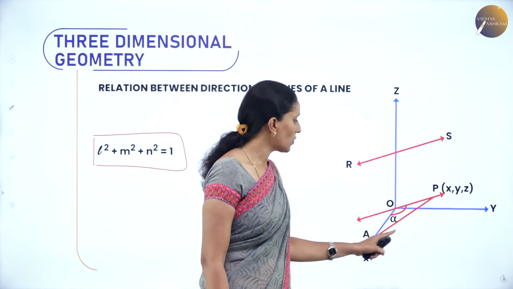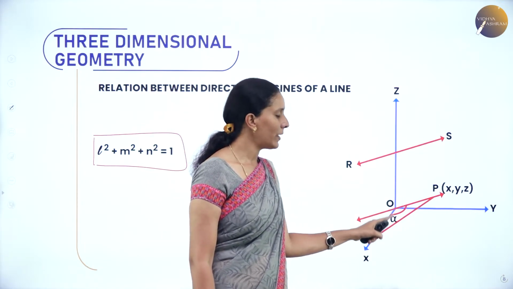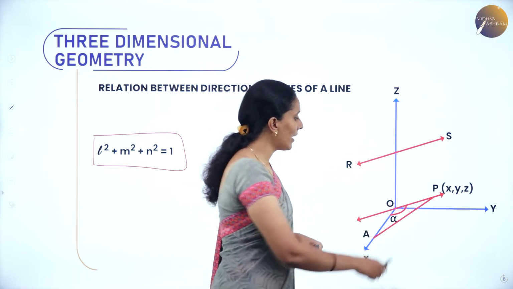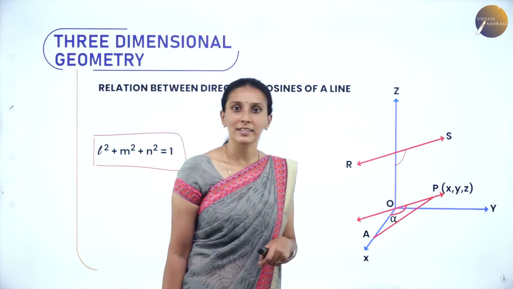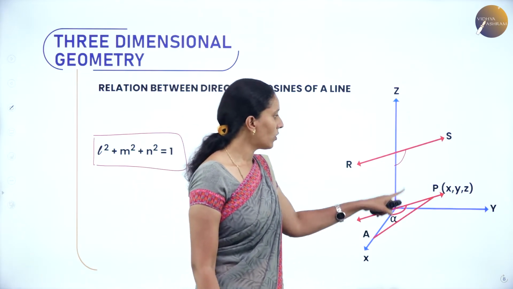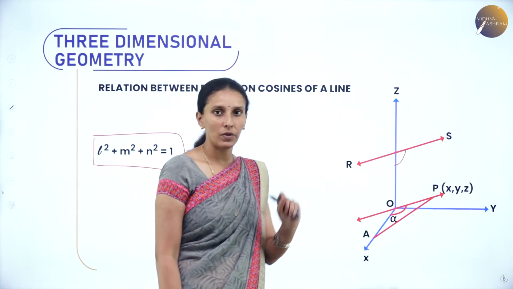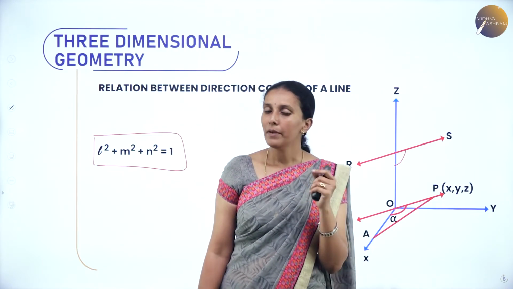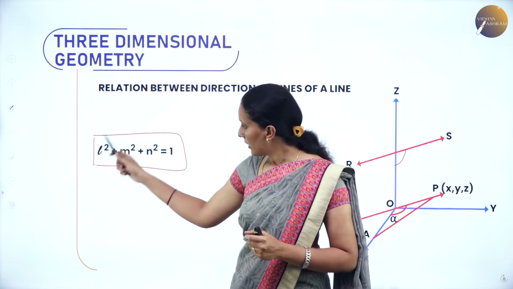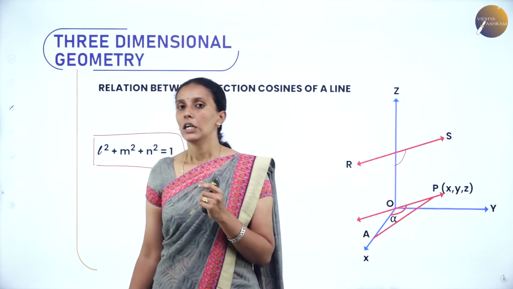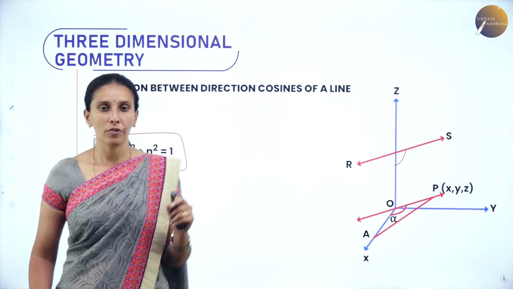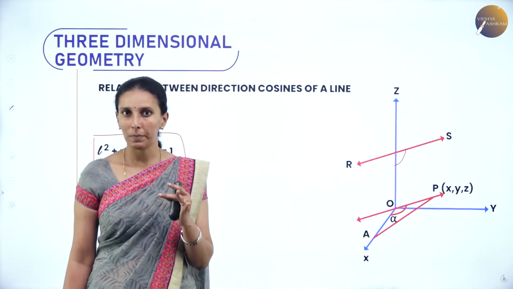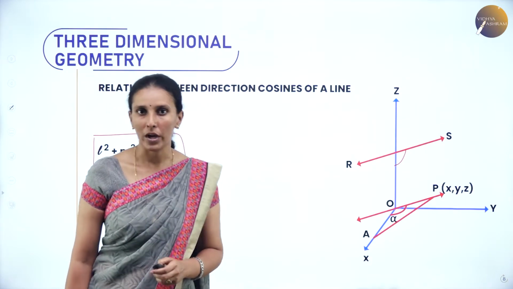What are the direction cosines of OP? It will be cos alpha. Since the two lines are parallel, the angles created by them with respect to the x-axis will be the same. So the direction cosines of this line will be cos alpha, which is L, cos beta, M, and cos gamma, N, and the relationship between the direction cosines is one and the same for any line parallel to this line. Thus L square plus M square plus N square is equal to 1.